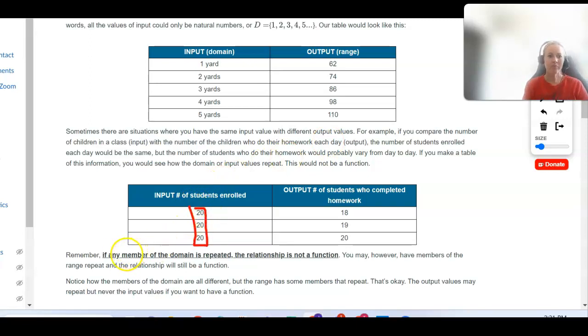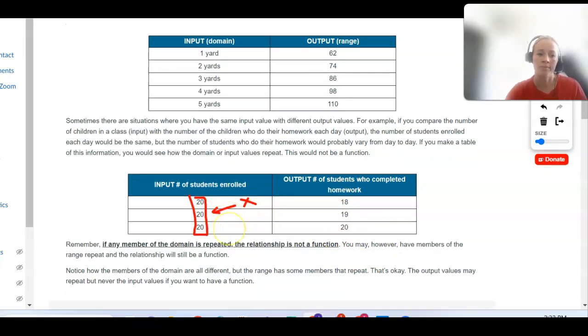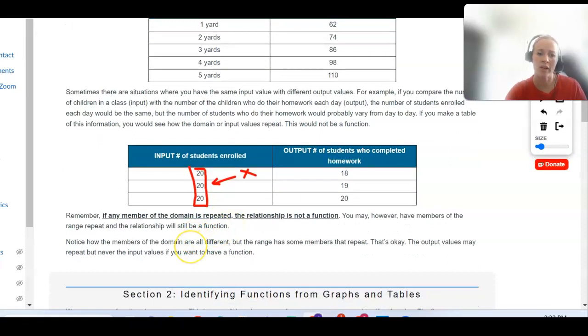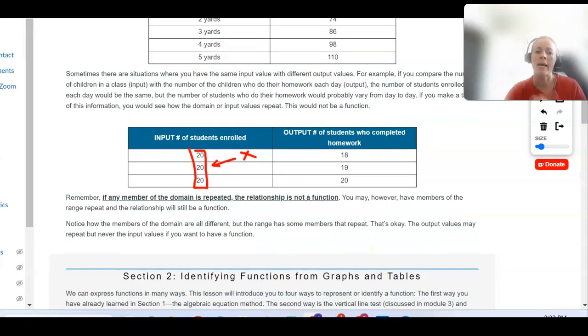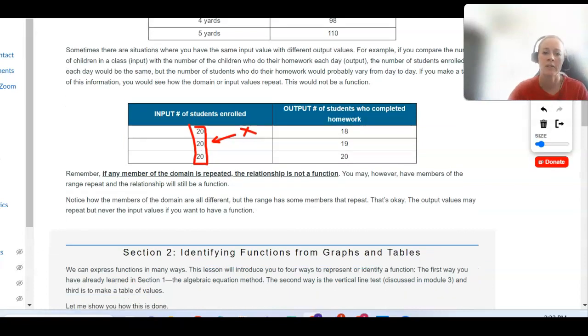Excuse me. So remember, if any member of this domain is repeated, the relationship is not a function. So this is a problem. Since those repeat, we know it's not a function. We cannot have repeating inputs or x values for it to be a function. You can have the range repeat. That's okay. We can have repeating in the range or the output, just not the domain. Notice how the members of the domain are all different. The range has some members that repeat. It's okay. The output values may repeat, but never the input values. So if that's one thing you remember, just no repeating input values.